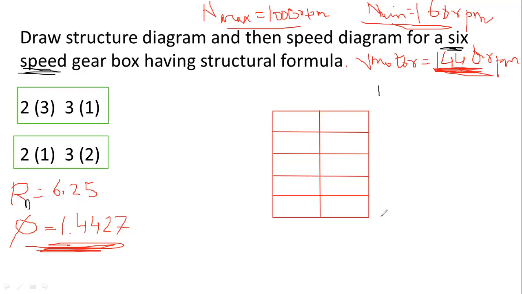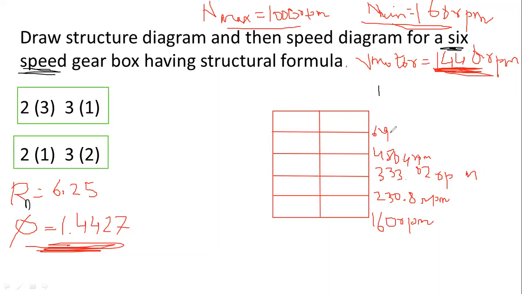See, you have to write down here carefully all the speeds. 160 RPM, 230.832 RPM. Whatever you have calculated properly, you should write down everything in RPM. This is your 480.4 RPM. This is your 693.1 RPM. This is your 1000 RPM.